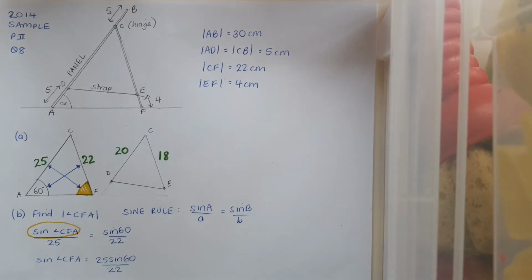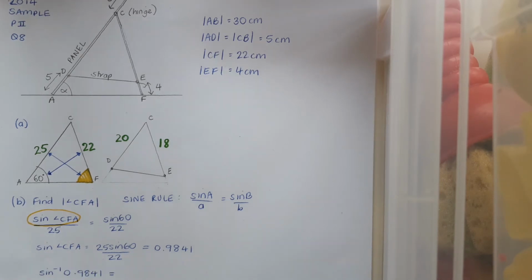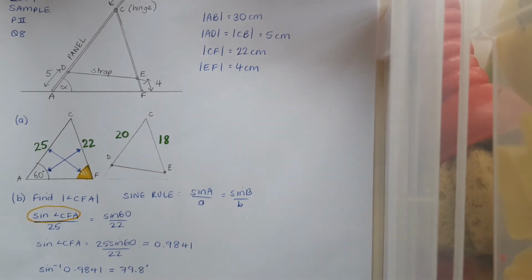Okay, so now that I know the sine, I can use that to work out the angle. And if you prefer at this stage, you can evaluate this fraction here. So I'll do that now first. This fraction simplifies down to 0.9841. I've kept a good few decimal places here so that I get accuracy in my final answer. And now to find the angle, I'm going to use sine inverse. So it's sine inverse 0.9841. And the angle I get as a result is 79.8.